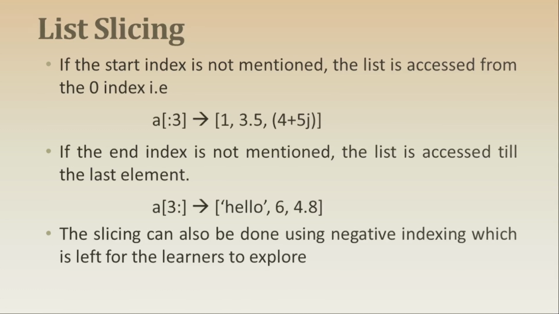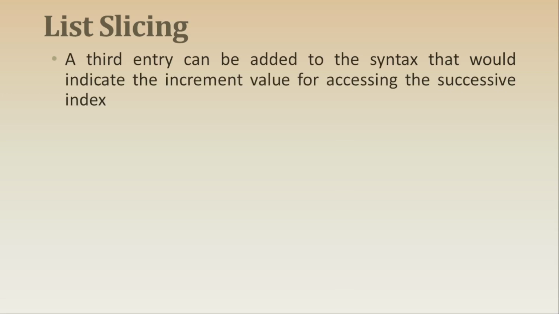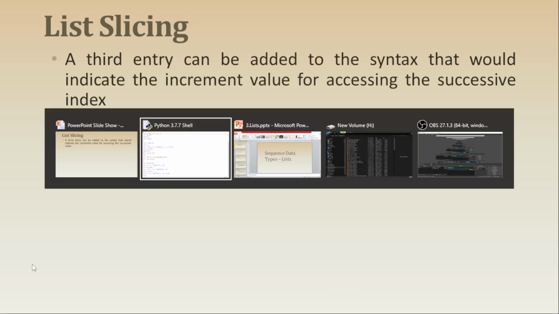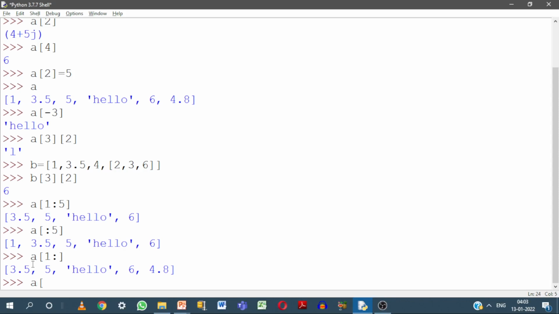Slicing can also be done using negative indexing, which is left to you. You can try it on your own, right? And a third entry can be added to this syntax, that is an increment. See, I want to start from 0, I want to go till 5, but I am giving an increment of 2, which means that previously I had not given an increment, so it took every element, starting from 0, a of 0, a of 1, a of 2. Now I have given an increment of 2. So first the list will take a of 0, which is 1, then 0 plus 2 is 2, so a of 2 is 5, then the next element is a of 4, which is 6. So I will get 1, 5 and 6.